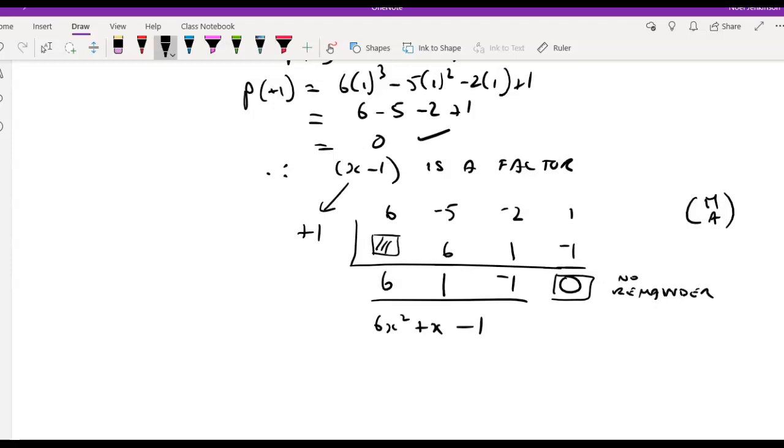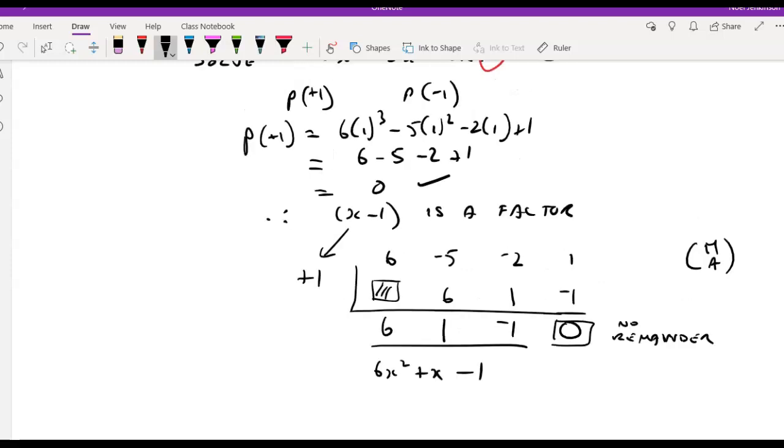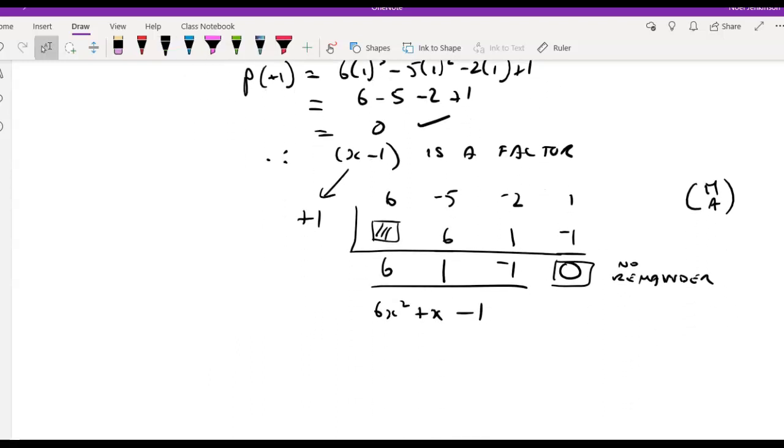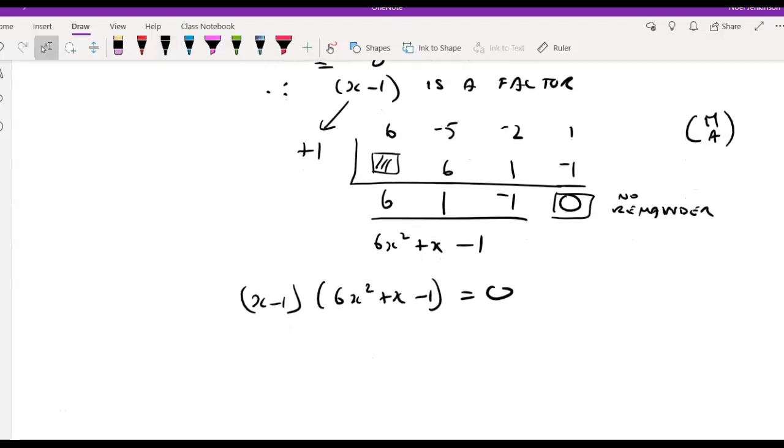So we have factorized. We've changed our problem from 6x cubed minus 5x squared minus 2x plus 1 equals 0 to x minus 1, 6x squared plus x minus 1 equals 0. It's become that. Of course, we need to try and factorise further. Cross method, complete the square, formula, etc. Bit of luck, it'll be cross method.